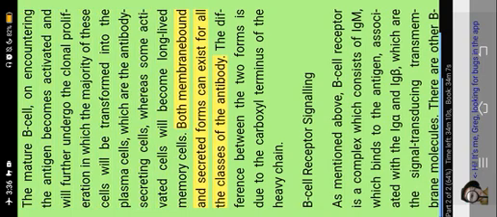Both membrane-bound and secreted forms can exist for all the classes of the antibody. The difference between the two forms is due to the carboxyl terminus of the heavy chain.